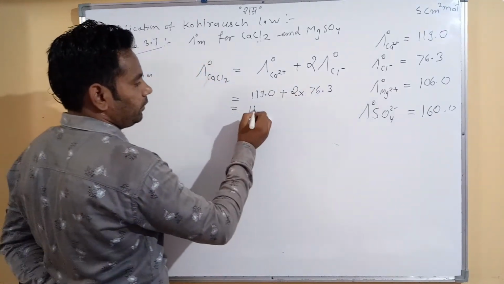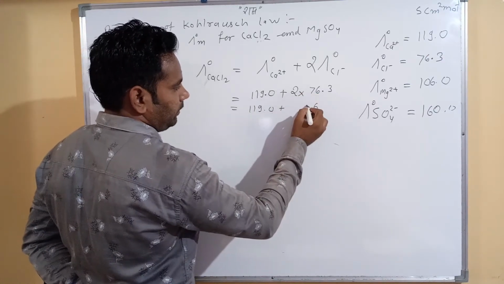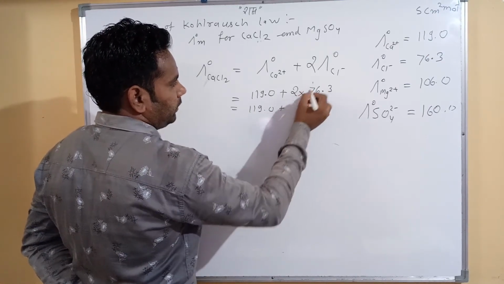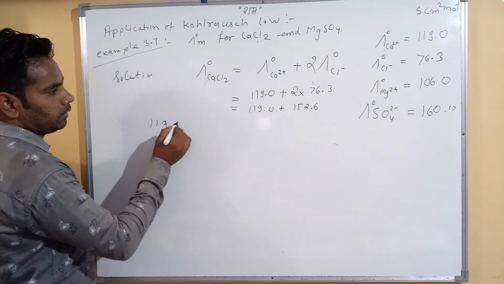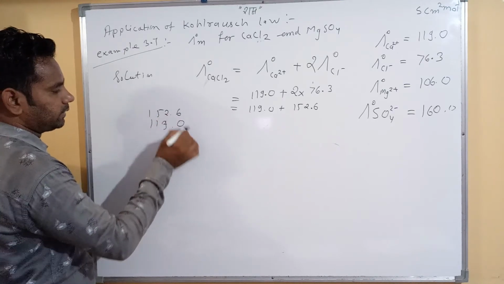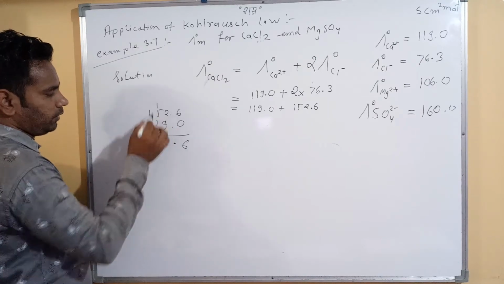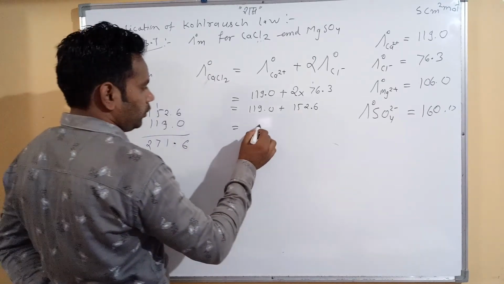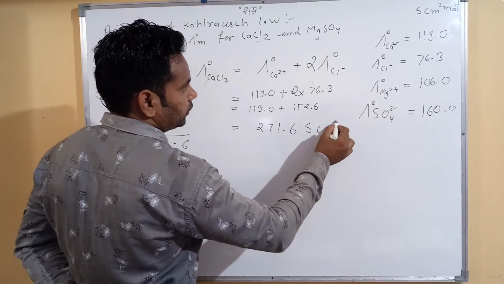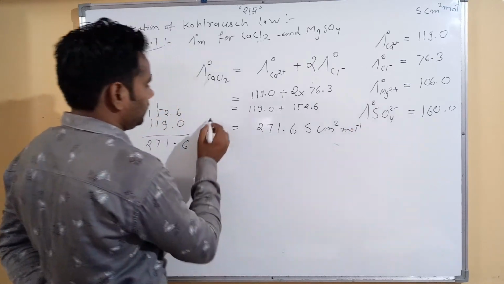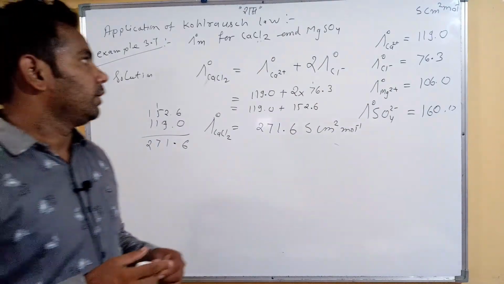Now solve: 119.0 plus 152.6. Now add both. Then 6, 9, 2, 11, 5, 6, 1, 7, 2. So 271.6 Siemens centimeter square mole inverse. It is the limiting molar conductivity of CaCl2 electrolyte.